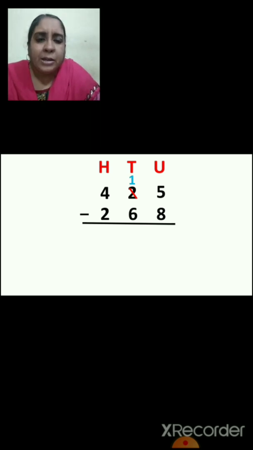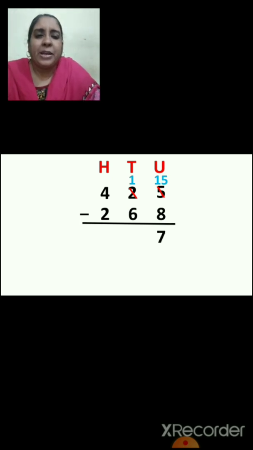So you will cut 5. What will come in units place? 1 ten and 5 units. It will be 15. Now bigger number is up, smaller number is down. Now you can subtract. So 15 minus 8 is how much? Very good, 7.